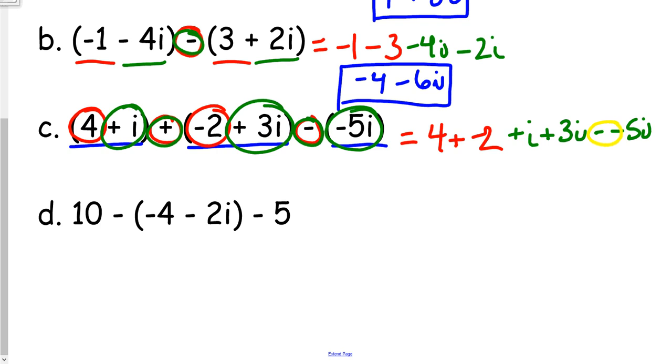So combining my like terms, 4 plus negative 2 is going to give me a value of positive 2. I have i plus 3i plus 5i. So that's going to give me 4i plus 5i, which is 9i.